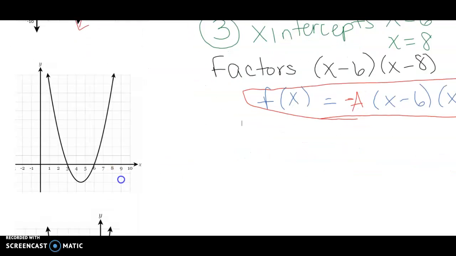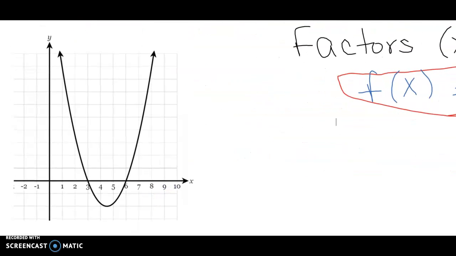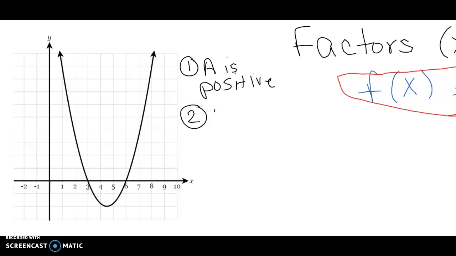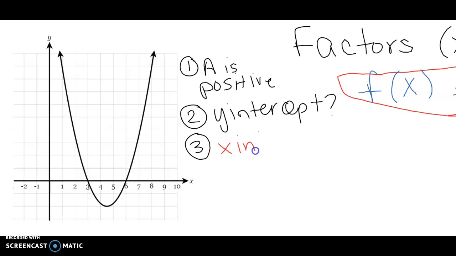Let's see what we can conclude about this one. Take a second, try to put some facts together. So for the first fact, we know that a is positive because it's opening up. For the second thing, I wanted y'all to look at the y-intercept, but this one does not have a y-intercept that we can see, so the y-intercept is unknown. But the most important piece here is our x-intercepts. Our x-intercepts are x equals 3 and x equals 6.